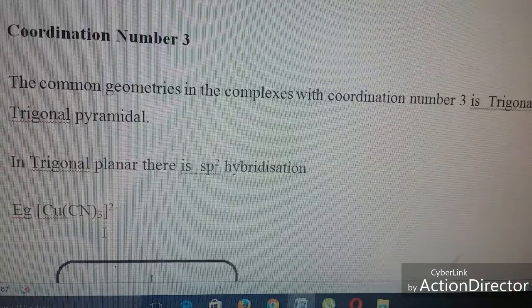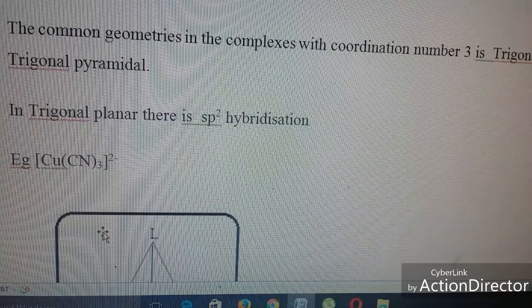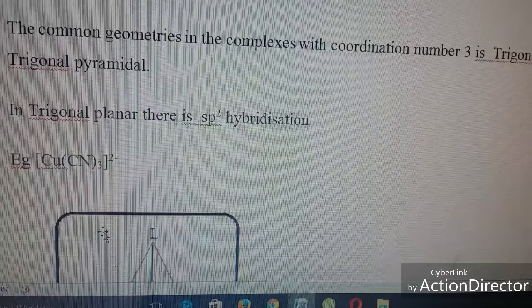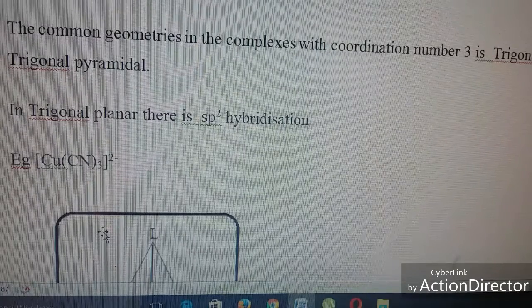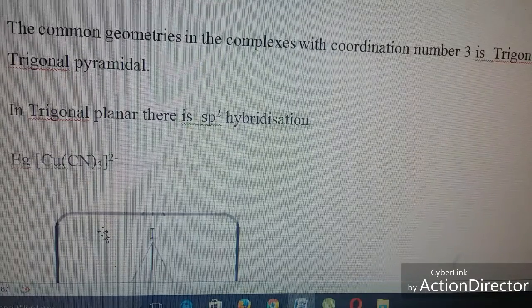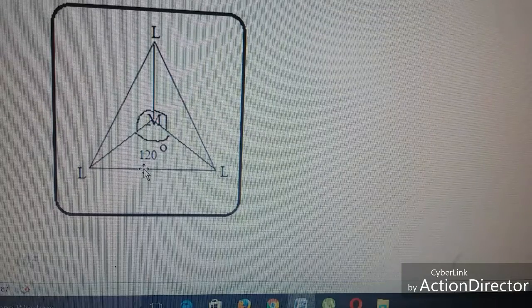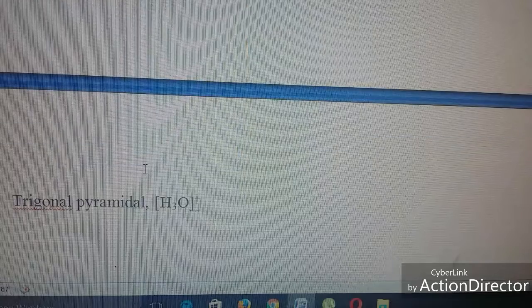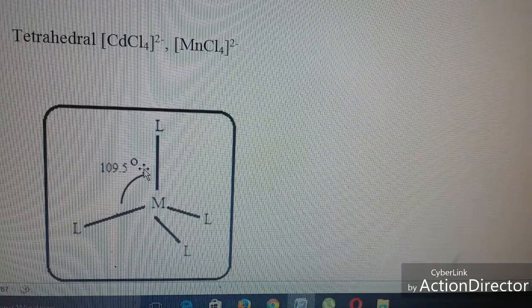Now let us come to coordination number 3. Coordination number 3 generally shows trigonal planar geometry. In terms of hybridization, it will be sp2 hybridized, and it will be showing a bond angle of 120 degrees. Now let us come to coordination number 4.